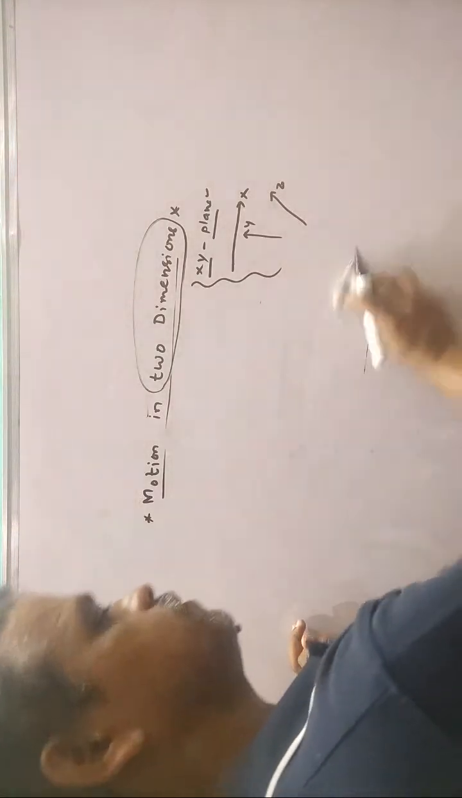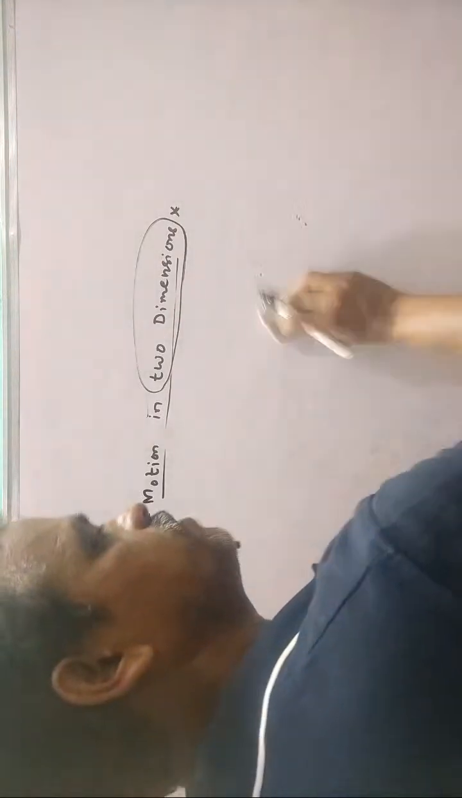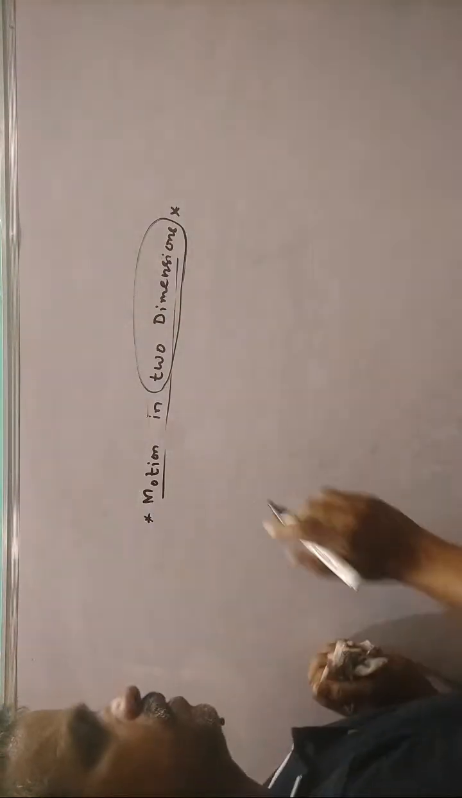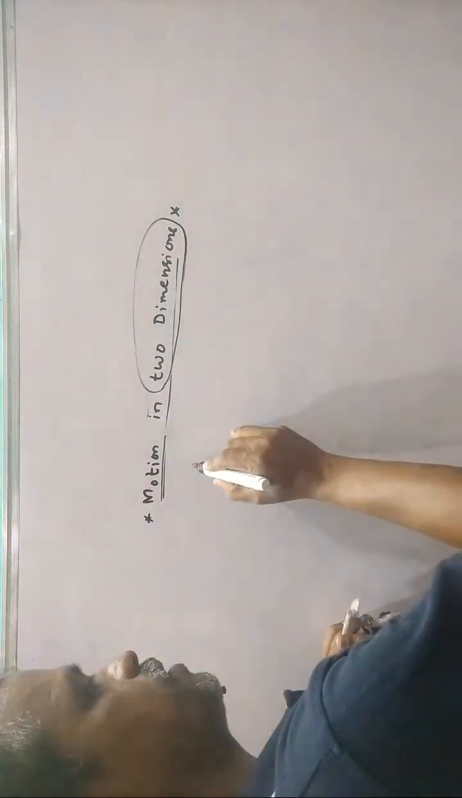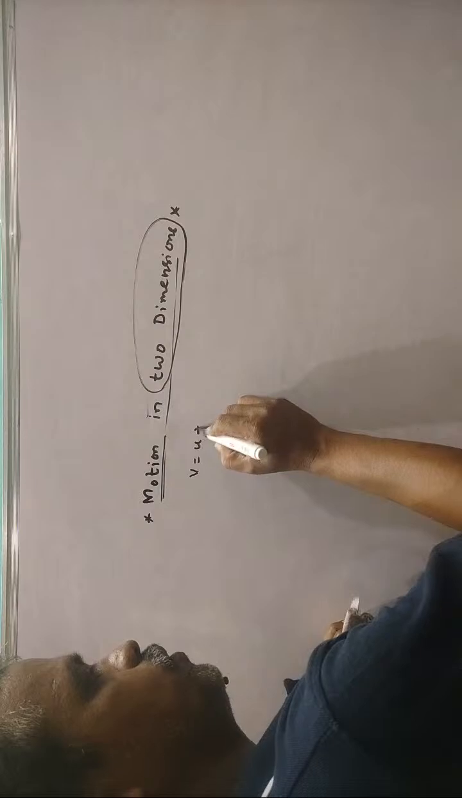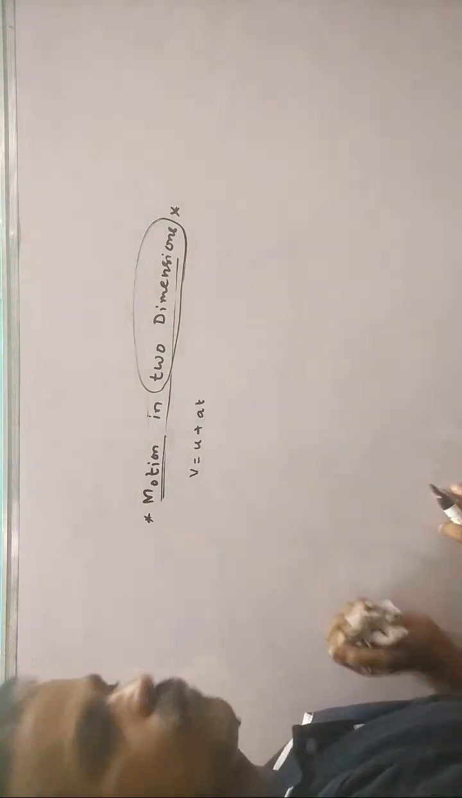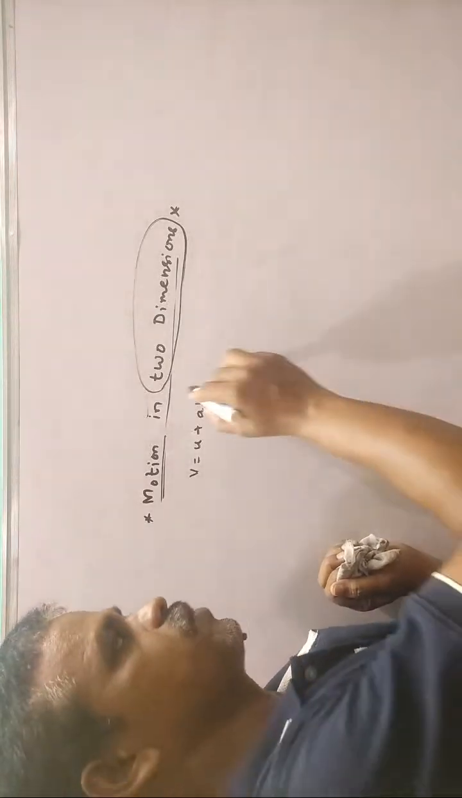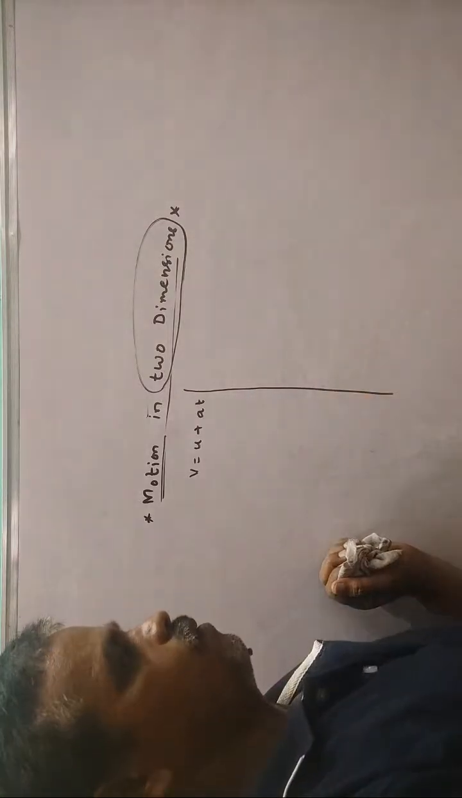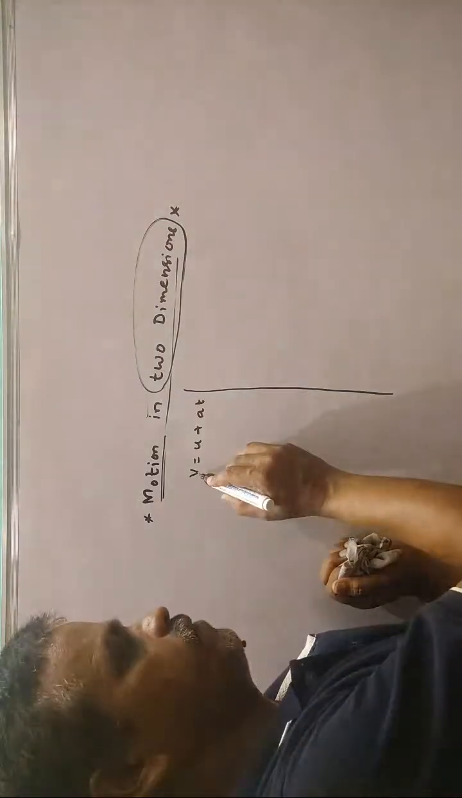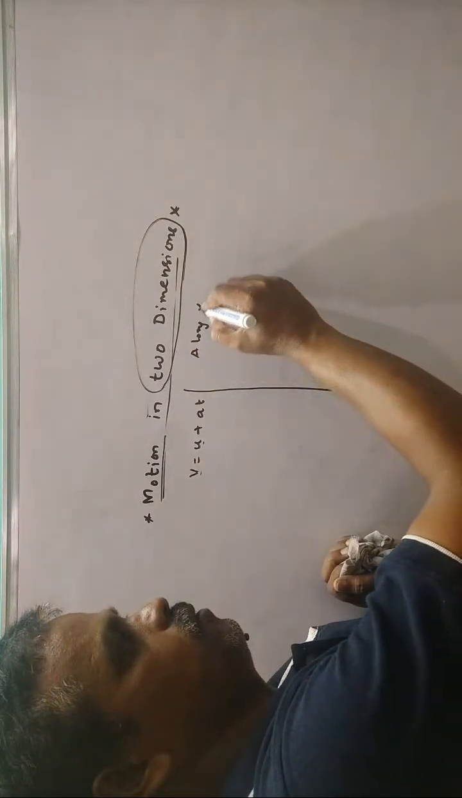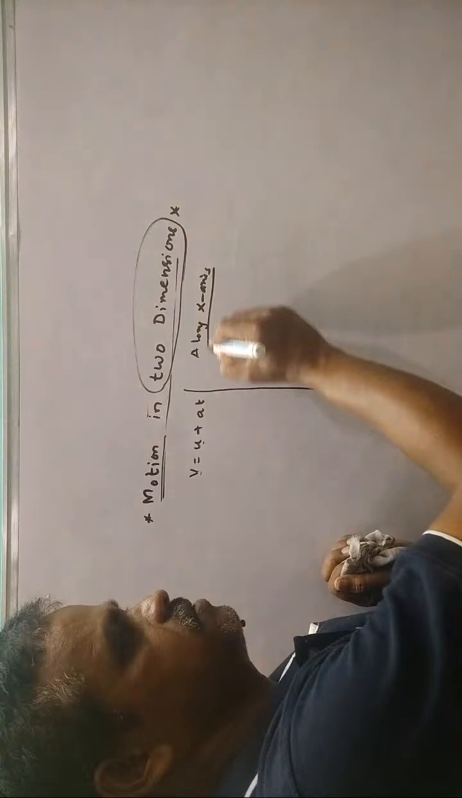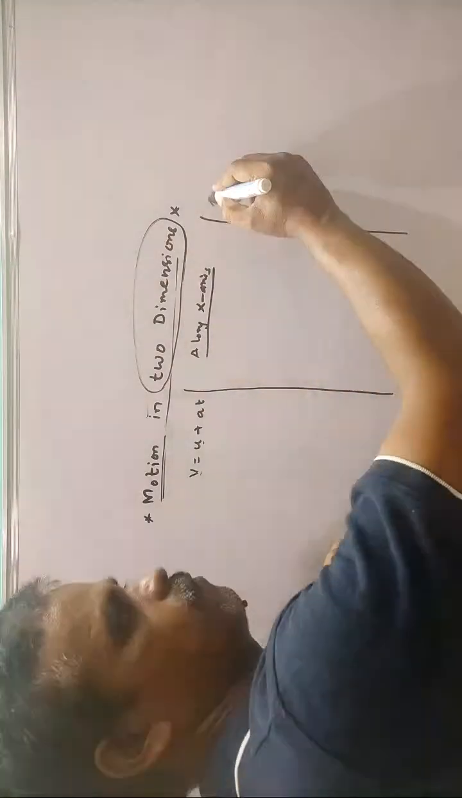Based on this, how will the kinematic equations change? If the body is in motion in two dimensions, the first kinematic equation, v equal to u plus at, we already know. So the velocity has a component along the x axis, and it is there along the y axis.